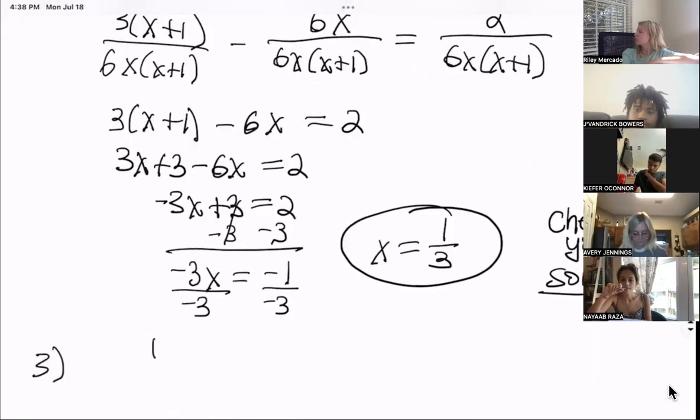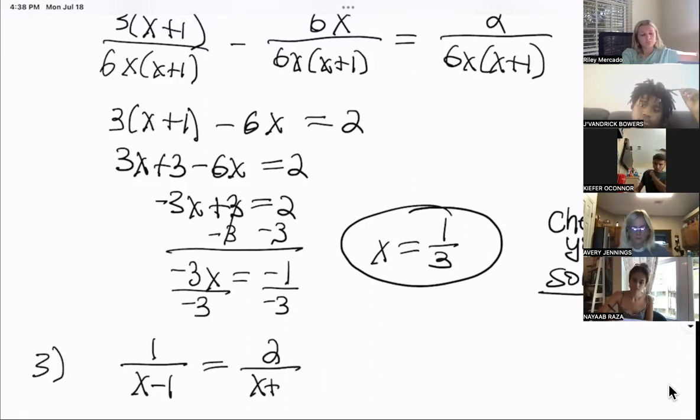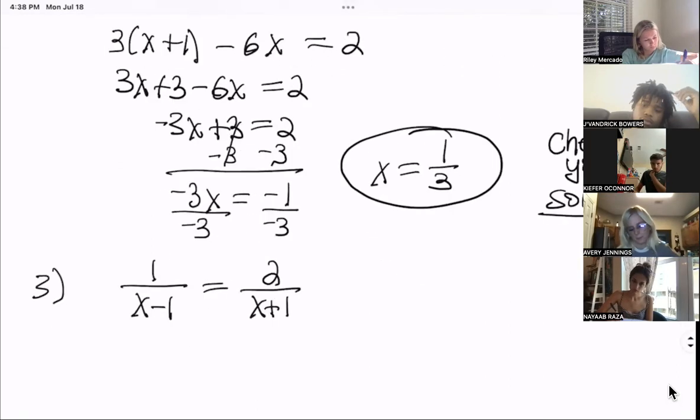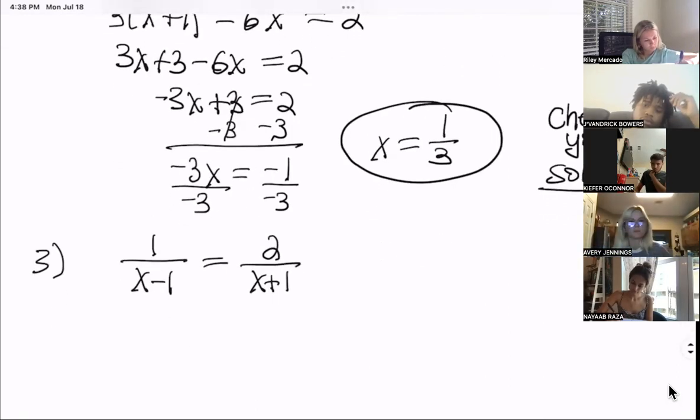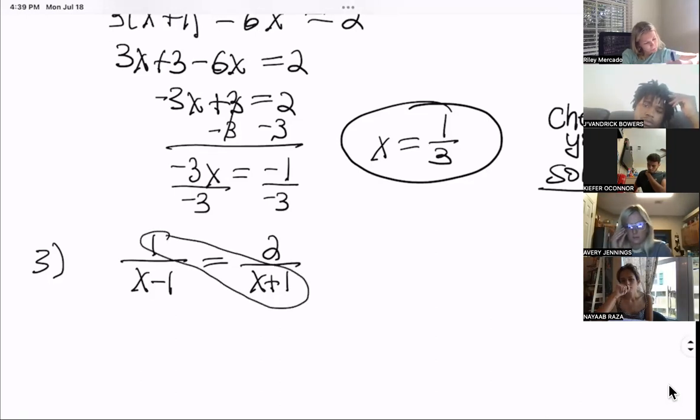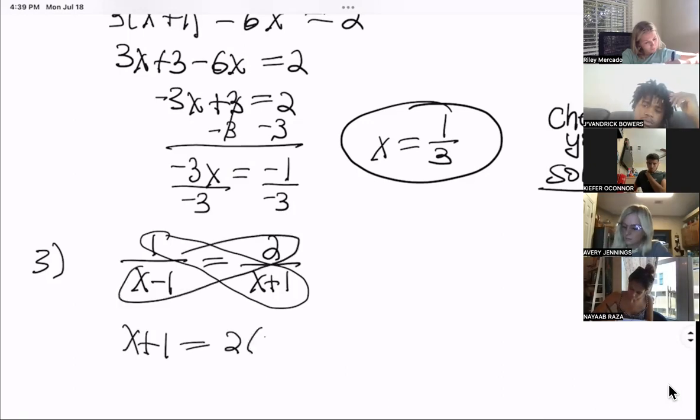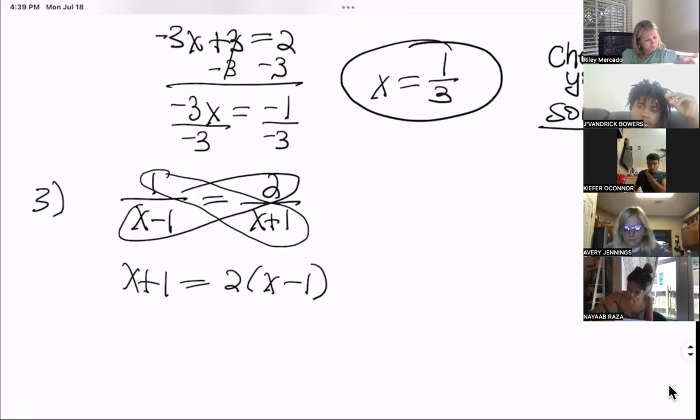Okay, this one you should recognize. You should recognize this as a proportion, right? I would not even get common denominators. Why? How do you solve a proportion? Cross multiply. That's what I would do. So cross multiply. If I multiply this, I get x plus 1. If I multiply this, I get 2 parentheses x minus 1. I solve it from there. So yes, you could get common denominators and get the same thing, but if it's a proportion, just cross multiply.